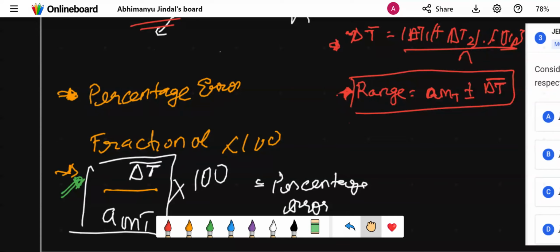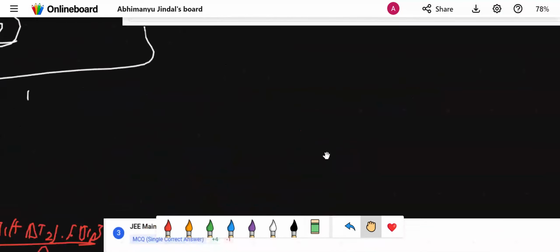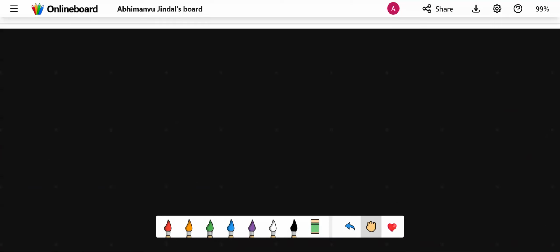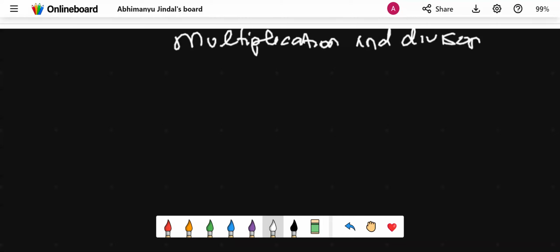But in multiplication and division, the rules are pretty different. It's not about just adding or subtracting, it's about following a rule. So let's see what the rule is for errors in multiplication and division. Yeah, before that, let me tell you about the minimum division of a device. It is the capability to measure in intervals.